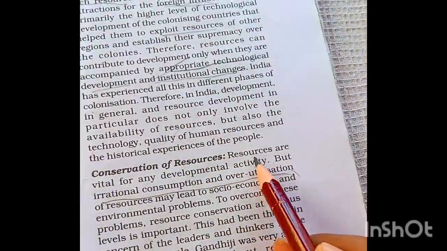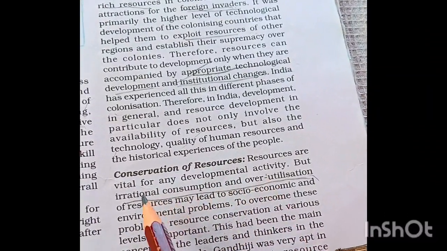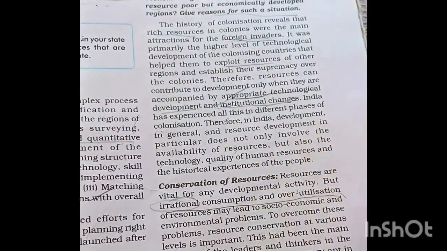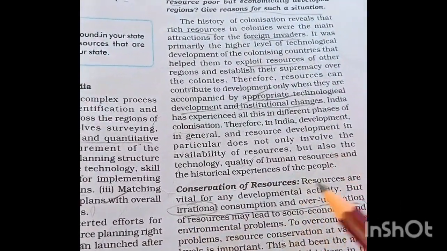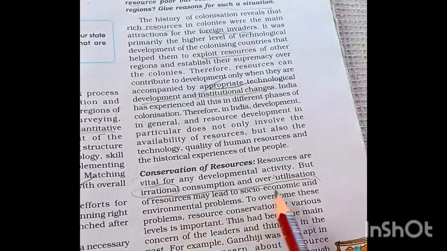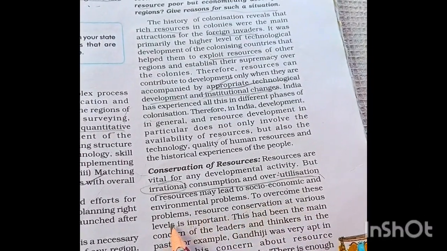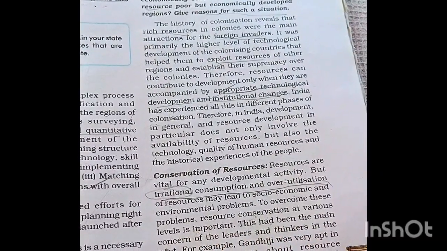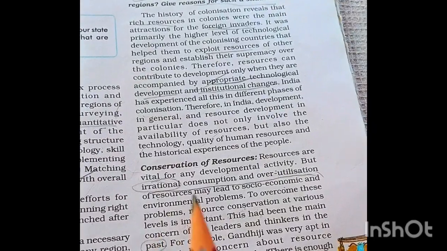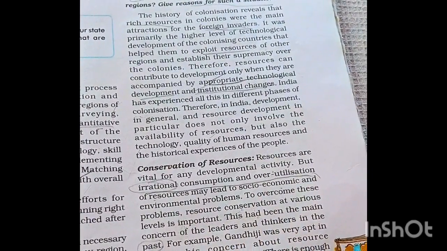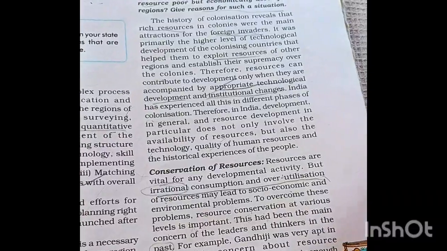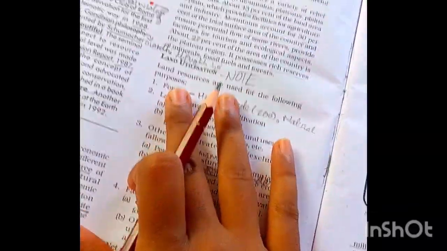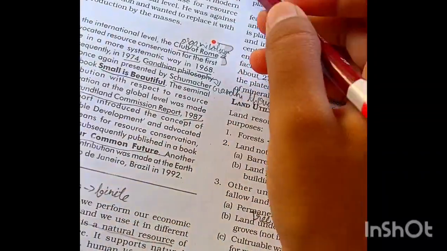Resources are vital for any developmental activity, but irrational consumption, that is, using them irrationally, too much, without any limit, and over-utilization of resources may lead to socio-economic and environmental problems. To overcome these problems, resource conservation at various levels is important. This had been the main concern of the leaders and thinkers in the past. For example, Gandhiji was very appropriate in voicing his concern about resource conservation in the words, there are enough resources for everybody's need but not for anyone's greed.